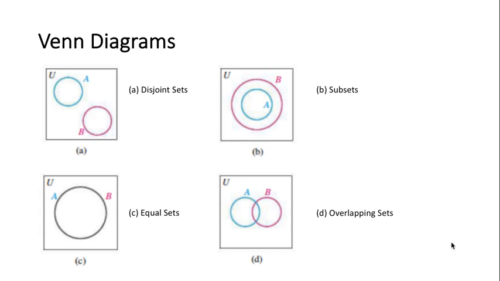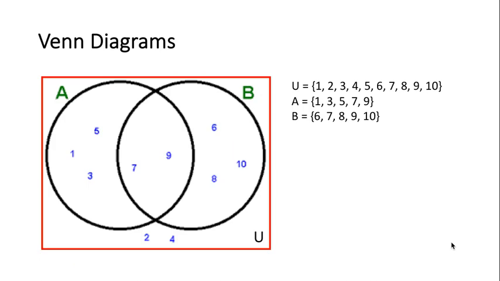Okay, let's look at an example of a Venn diagram that has some information in it. First of all, this is the universal set, every single number that is in the rectangle. So those are all the numbers from 1 to 10, including 1 and 10. Set A are all those elements that are in A. So A is this circle here on the left, and the elements in there are 1, 3, 5, 7, and 9. In set B, we have the elements 6, 7, 8, 9, and 10.